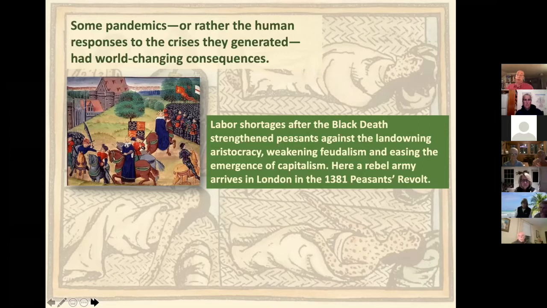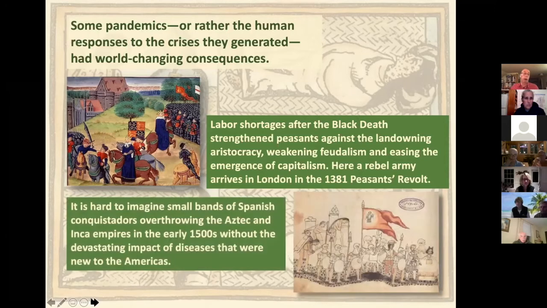You see a weakening of the nobility, a weakening of their hold on the lower classes, peasants and merchants, and a strengthening of their position. In fact, you see a whole series of very major rebellions. The peasants' revolt in Britain, but in other parts of Europe as well, which really signaled the decline of feudalism and increasingly the emergence of new capitalist social relations. So again, thinking about the way that disease factors into broader social and political developments.